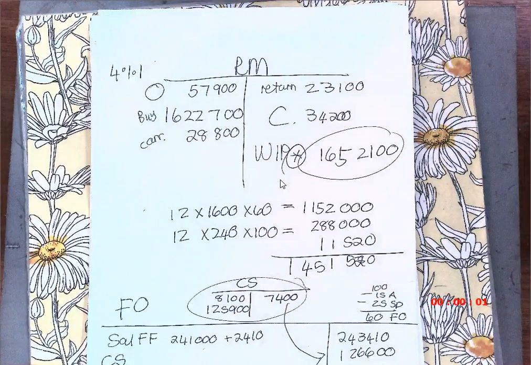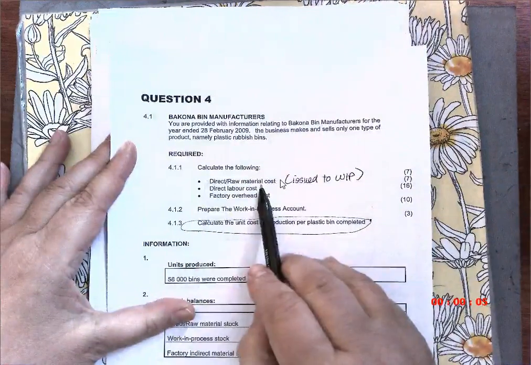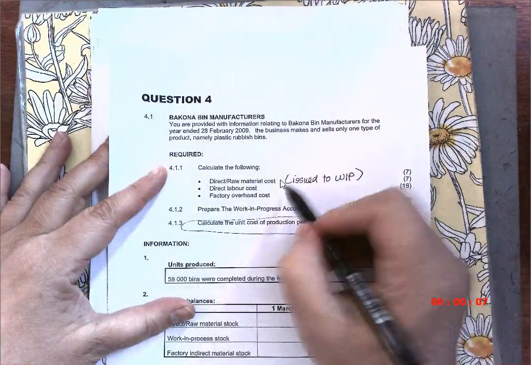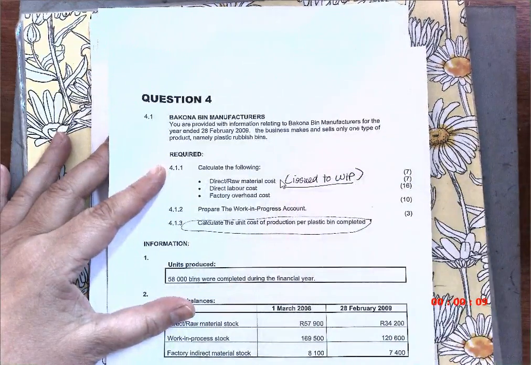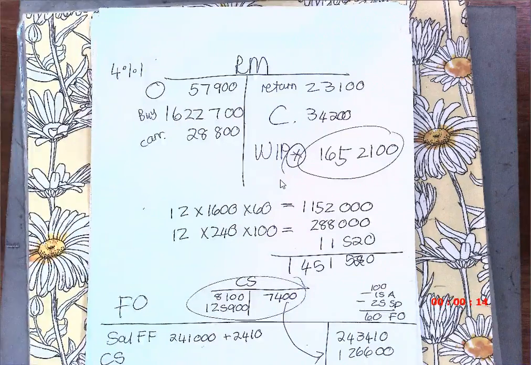I'm literally just going to revise. The first one, they want the direct raw material, because we want to see how much is issued to where they are actually making the product. Remember, raw material is your ingredients. Now, what did they give me?